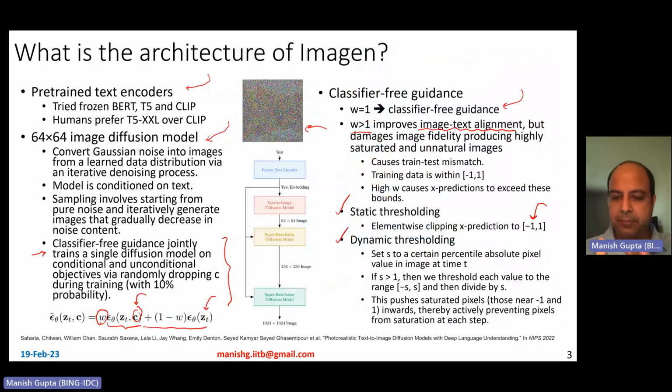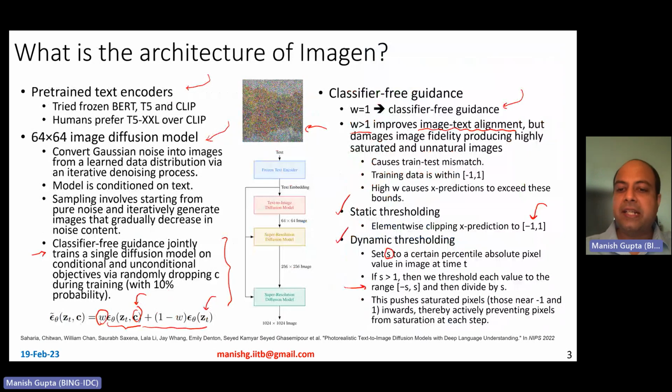So at time t, you have a particular image, and you basically check all values in this particular image and find the 95th percentile. Okay, and let's call that value S. If that value S is less than 1, well, you don't need to threshold anyway, right? It all is good anyway. But if the value S is greater than 1, then we threshold each value to the range -S to S and then divide by S, in general making sure that everything is between -1 to 1.